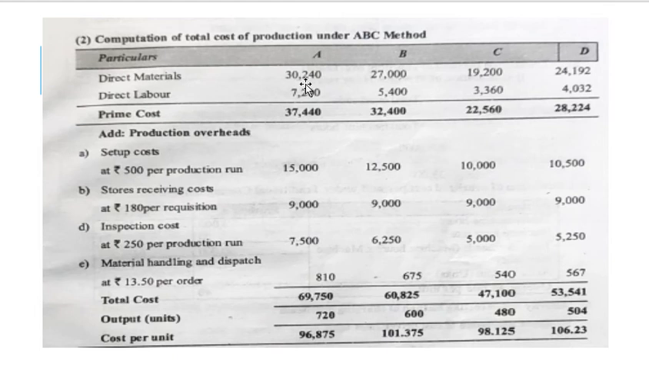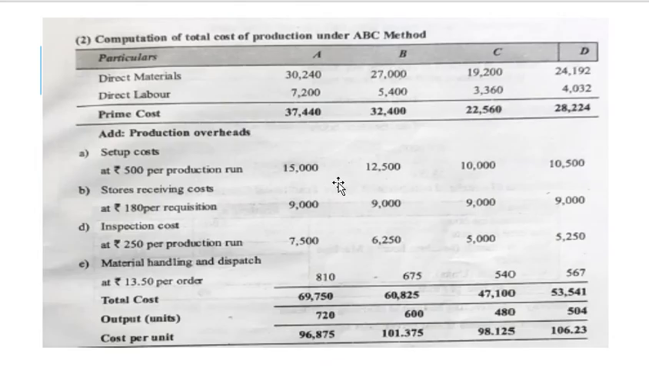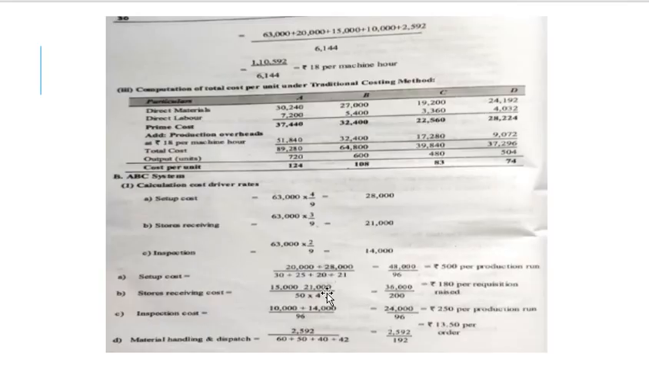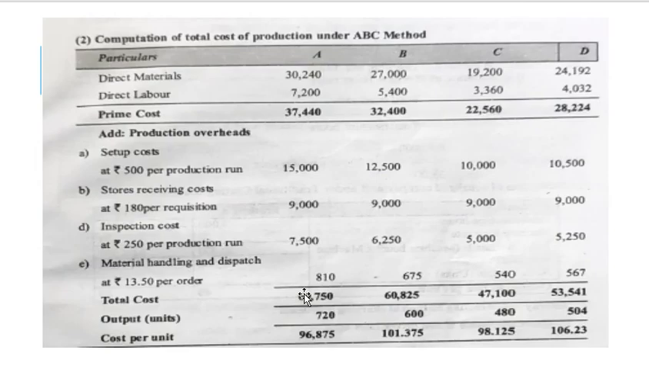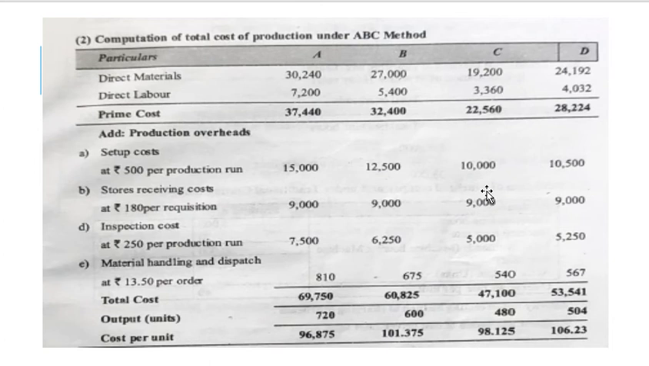For A, we need to know how many setups are required. In the working note, the production runs for setup for A is 30, so you can find it here. 30 into 500 will give you 15,000. Then for B, 25 into 500 will give you 12,500. Then for C, 20 into 500 will give you 10,000. Then for D, 21 into 500 will give you 10,500.